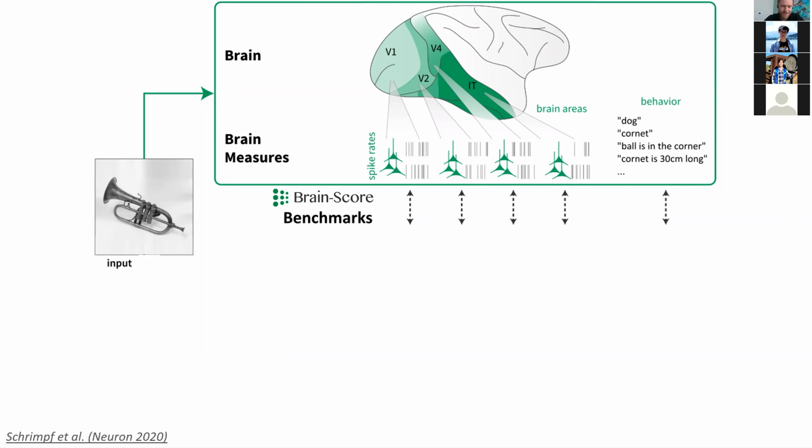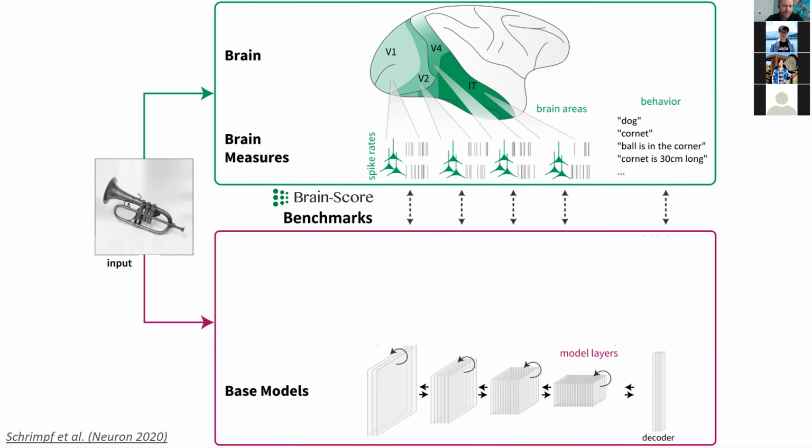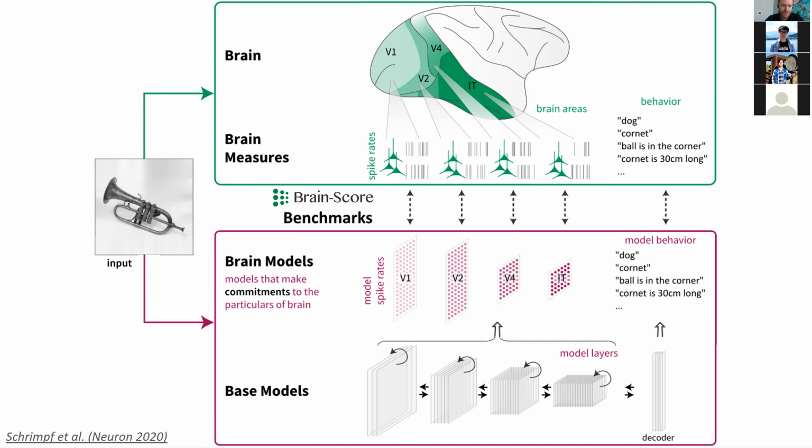As a modeler, you would submit a model, and then these benchmarks directly tell you, without you having to do much else, how good a match that is. How that works is starting from base models. These are the typical machine learning models, something like ResNet, for instance. We convert them into what we call a brain model. Those are models that make commitments to regions in the brain as well as spike rates and whatnot. And then we test using the methodology I described before, how closely do the neurons in the model match those in the brain, and how closely does the model behavior match that observed in humans.